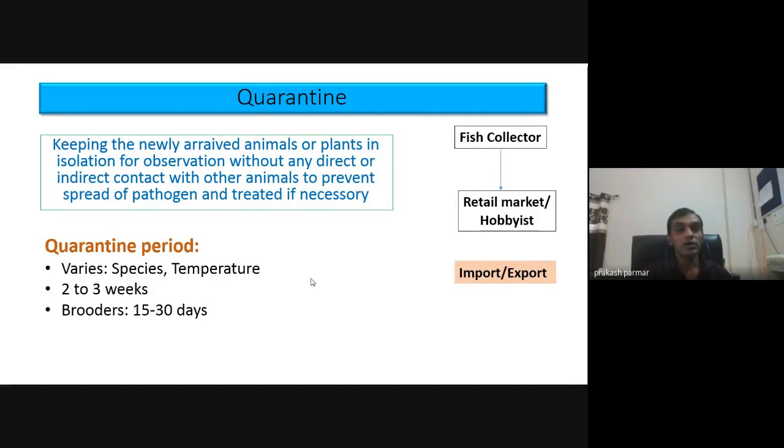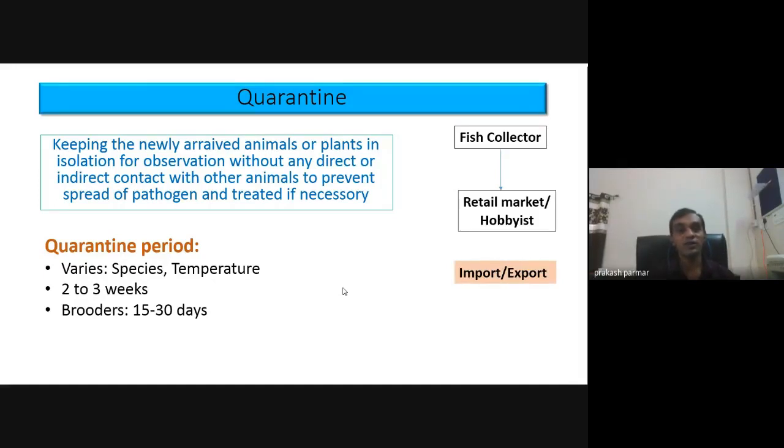Again, in the quarantine system, we have to observe whether any clinical signs are there, whether they have some disease, or whether a disease is developing. If the pathogens are already present, meanwhile they may develop some diseases. And diagnosis also should be done in the quarantine facility if possible, so we can avoid the entry of pathogens.